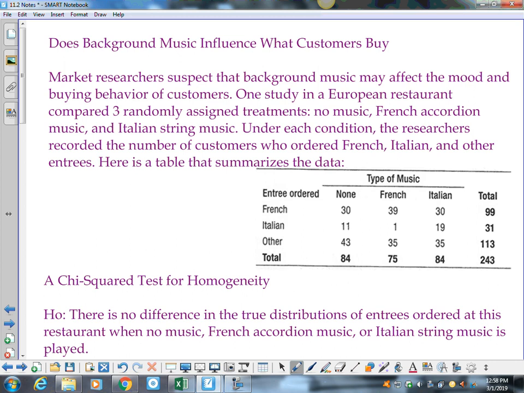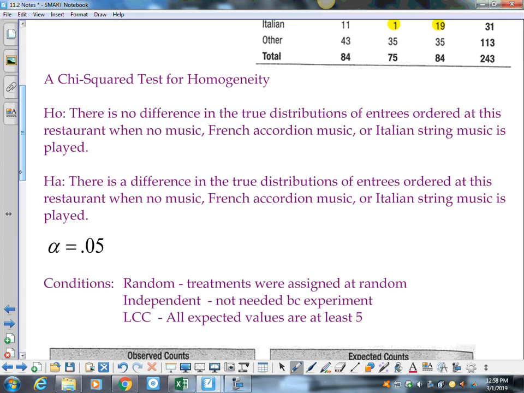So, tell me what that number means. They were listening to Italian music and they ordered Italian food. Whereas this person listened to French music but ordered Italian food. So they're trying to see if there's a difference here. So we're going to do a chi-squared test for homogeneity.